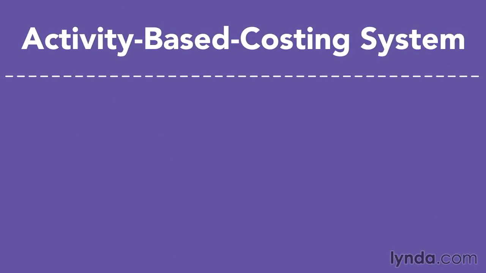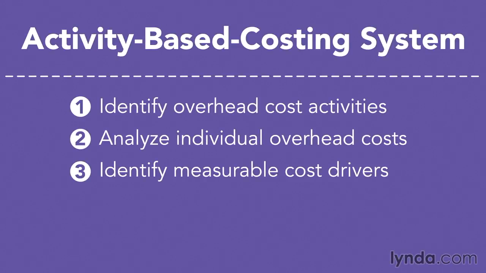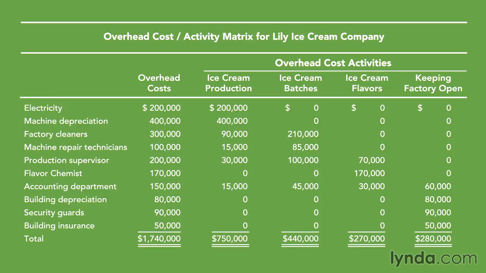Most of the hard work in implementing Lilly Ice Cream Company's ABC system is already done. Now we need to assign the overhead using our ABC calculations. So, we've already summarized our analysis of the individual overhead items as shown here.